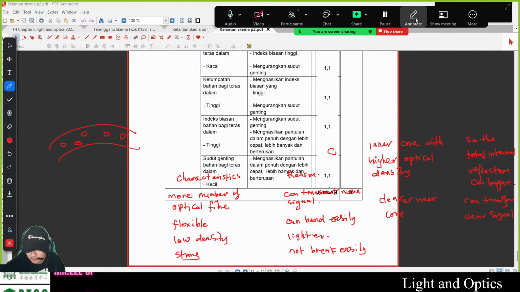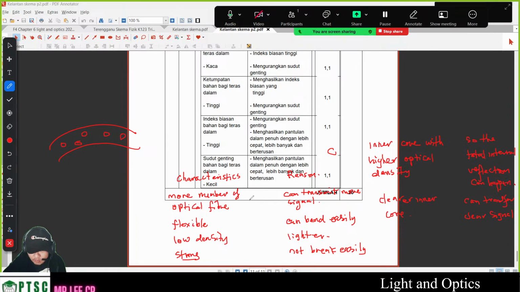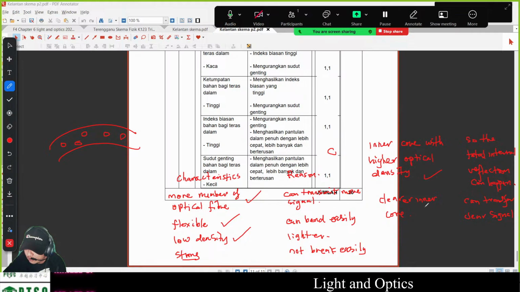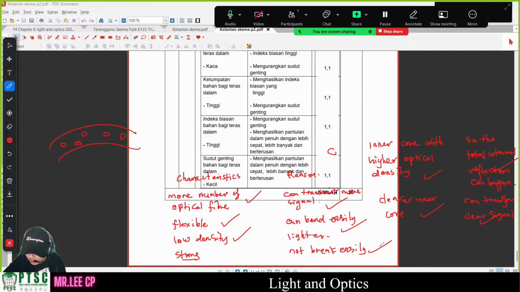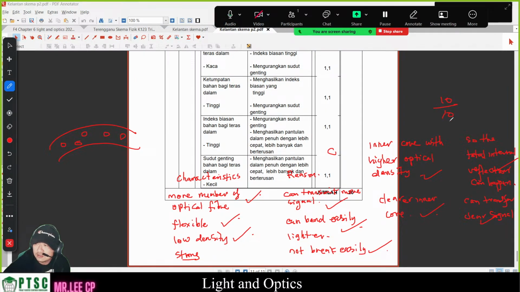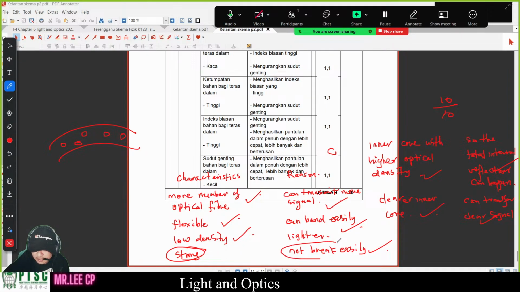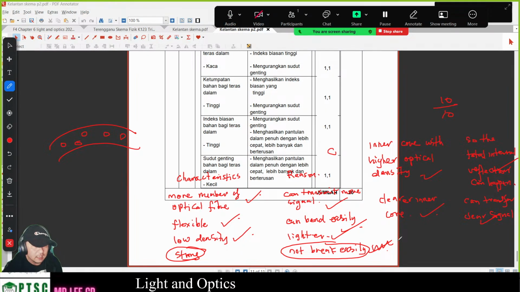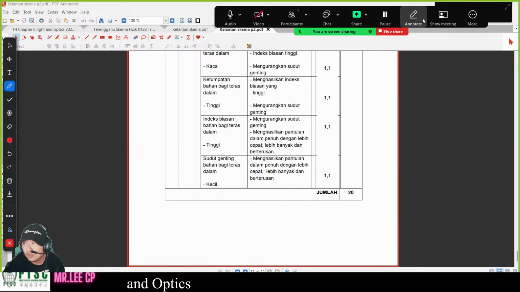So the things that I have are: more optical fiber, yes. Flexibility, yes. Low density, yes. Strong, don't have. Inner core, yes. Clearer, yes. So all the explanations are okay. So how much should I get? 1, 2, 3, 4, 5, 6, 7, 8, 9, 10. 10 out of 10. Just this one doesn't have a mark. Sorry, not this one. This is how we are going to score a full mark in the essay.